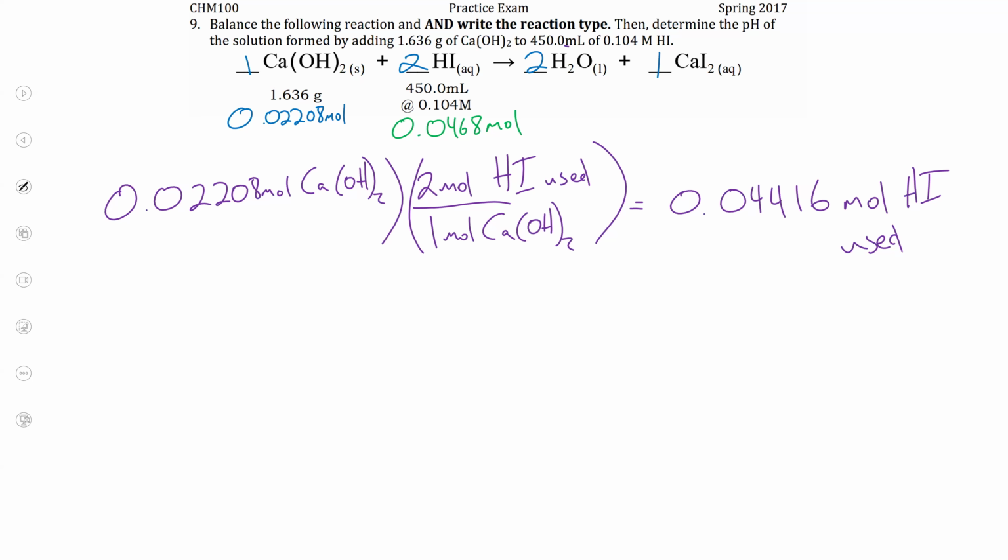So we guessed right. If you guessed wrong on what's going to run out, you're going to get an answer that doesn't make sense. Because if I did this math and it came out to be, I don't know, 0.048 moles HI used, that can't be true, right? Because we don't have that much HI. So if you ever do this step and you get a number that doesn't make sense, it probably means you picked the wrong limiting reagent. It's probably the other thing that is the limiting reactant.